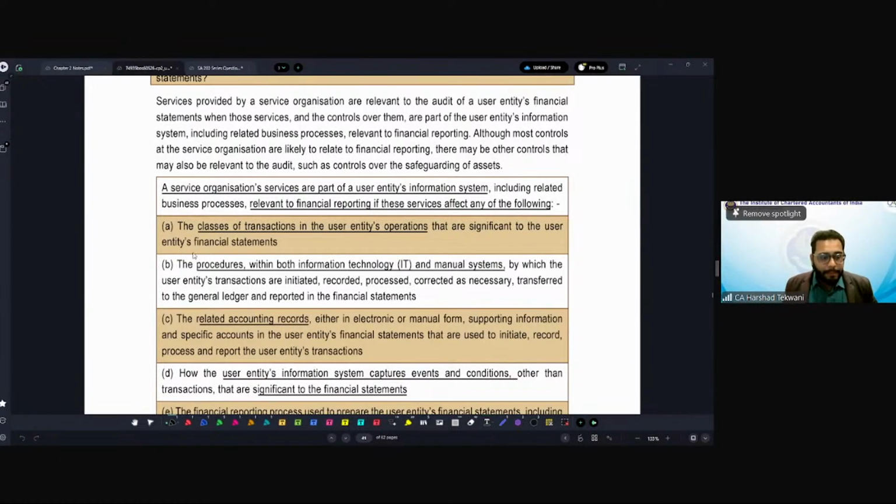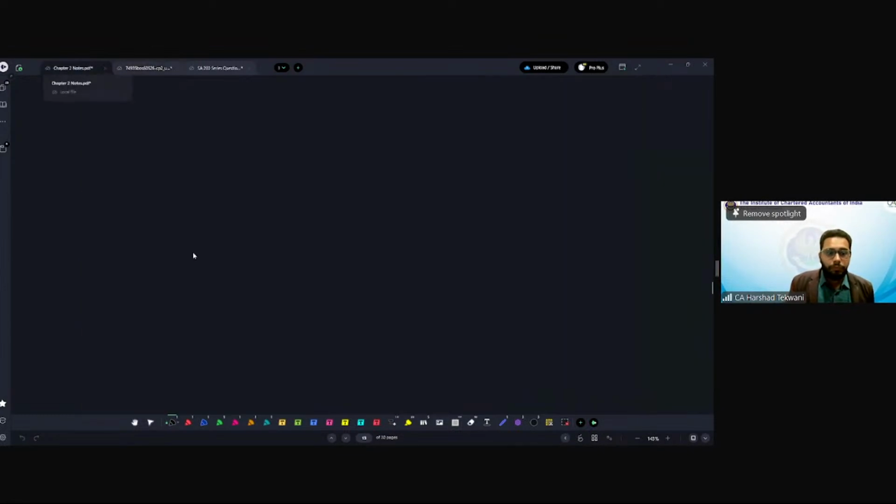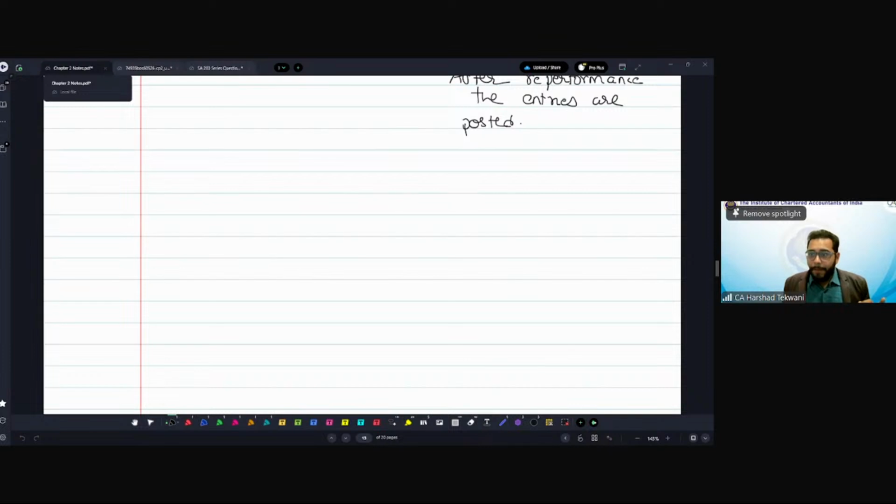So this is a very important table, which talks about when a service organization's services are part of the user information system. If they are part of your user information system, this standard is applicable. Clear? So we understood the complementary user entity controls, and we understood when this standard is applicable. Now it's time to understand the type 1 and type 2 report.